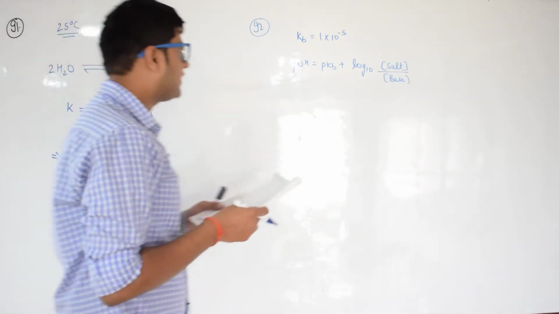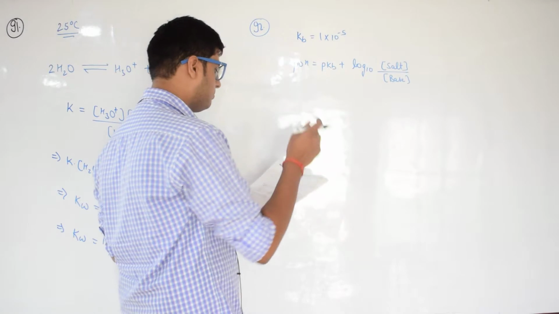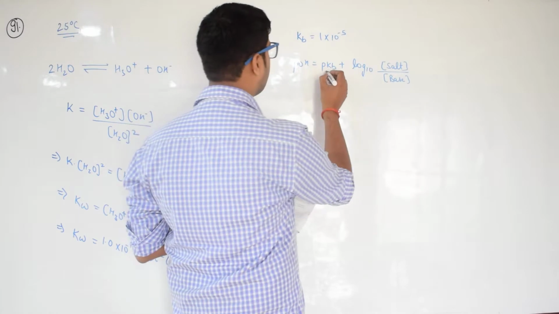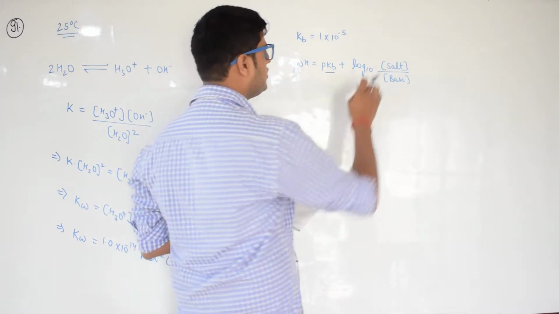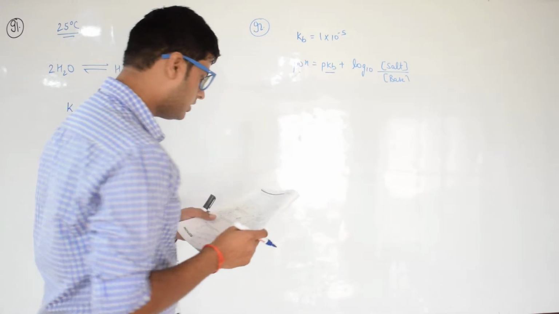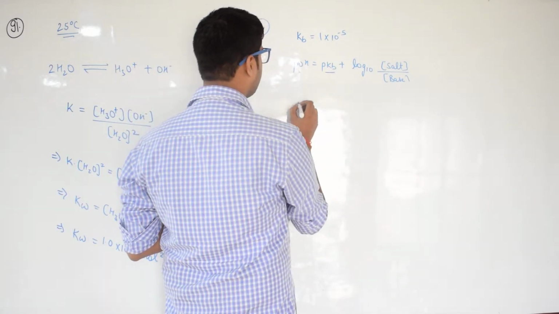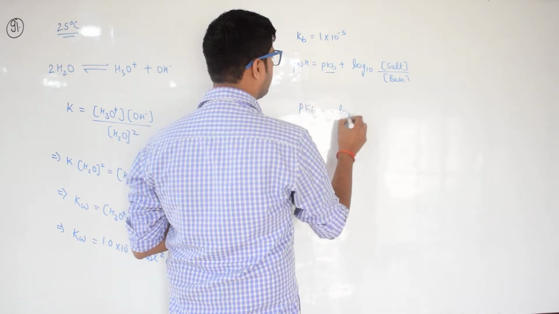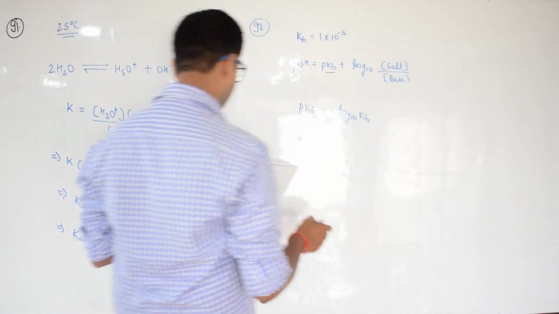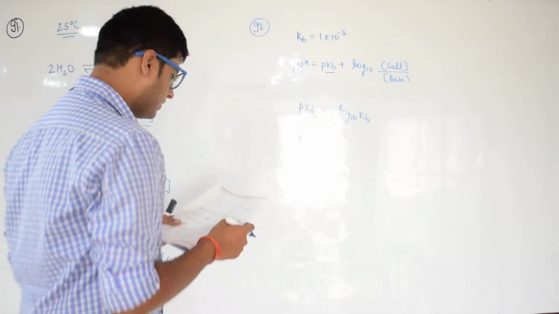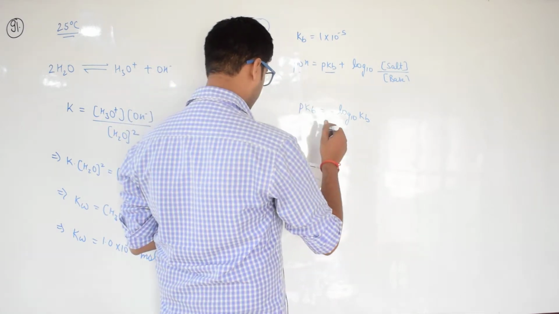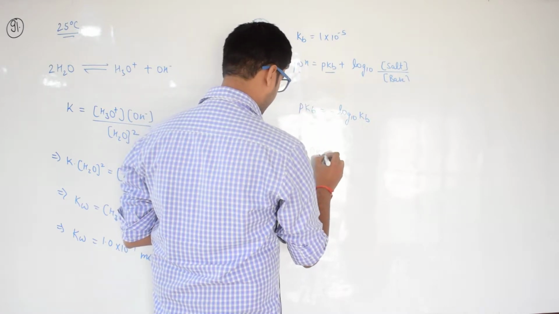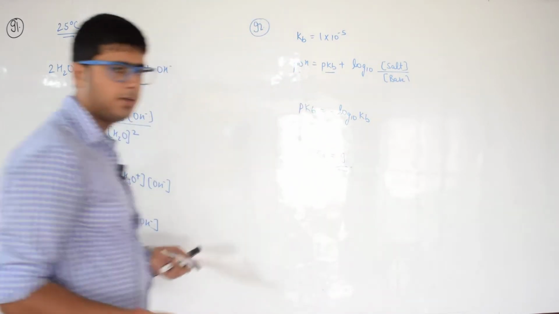We are given the value of Kb, and further we can apply one more formula not related to this topic. We can calculate the value of pOH, and we can neglect this portion. So, pKb is equal to minus log 10 Kb, and on further solving, when we calculate the value of pKa, it will be equal to 9.